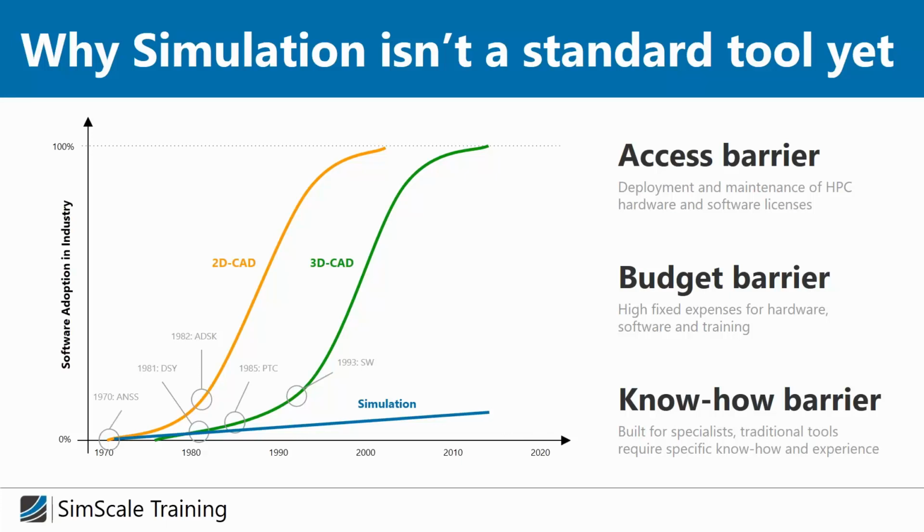Traditional simulation tools come with very high fixed expenses for software, hardware, and training. You have to pay an annual license fee for the software license. You have to pay leasing or maintenance costs for your hardware, and you have to train your people to be able to use it. And also a very big problem is the so-called know-how barrier. Even if simulation were much cheaper with traditional tools, a lot of people would not be able to leverage it since they lack the know-how, and most simulation tools are designed for simulation experts but not for designers, engineers, and architects. These are the three reasons why simulation is still not an industry standard.